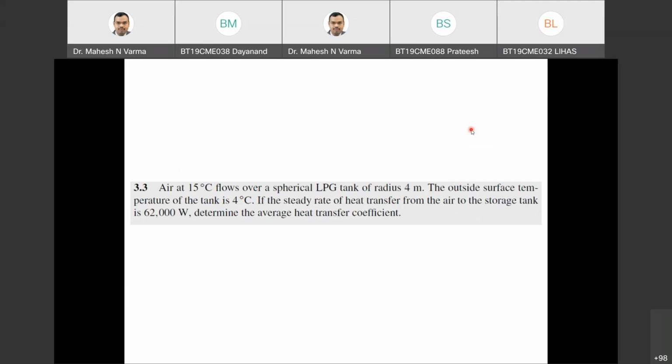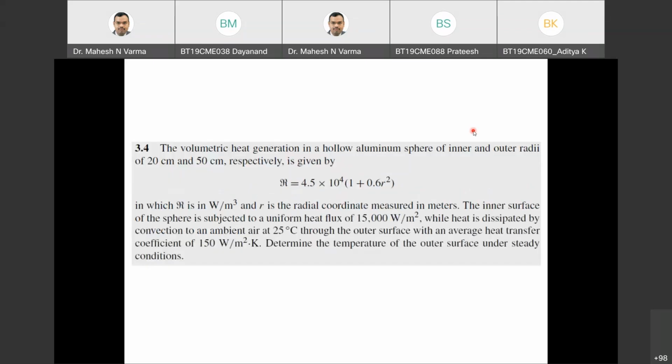Roll number 16. Yes, sir. I got it. Who is talking? Roll number 60 is talking. Tell me, 60. Sir, I got 6228 watt per meter square Kelvin as the average heat transfer coefficient. Okay. Now you solve this problem.